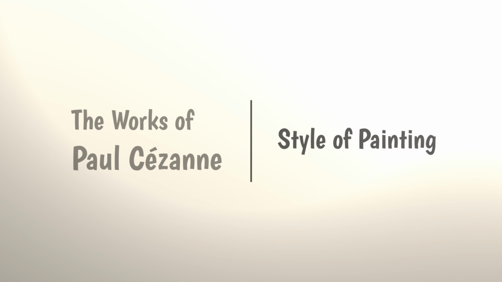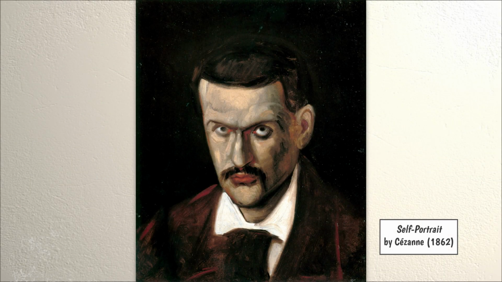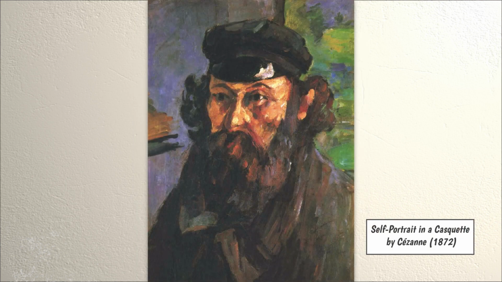Style of painting. Cézanne's first paintings were very dark and heavy. After working with Pissarro, he began to use lighter colors. He changed his brush strokes. He began to develop his own style.